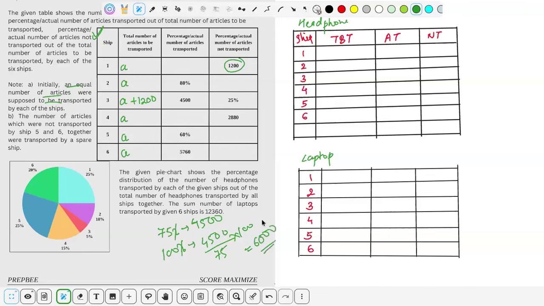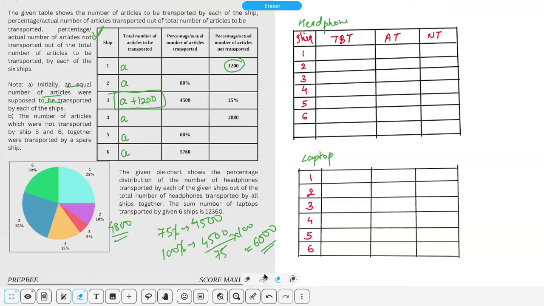If this value is 6000, it means the total of this is 6000. If I subtract 1200 from 6000, I get one value from here. So the value for a is nothing but 6000 minus 1200, that is 4800, right? So yeah, I got the value for a. So the value for a from here is, let's erase this part.